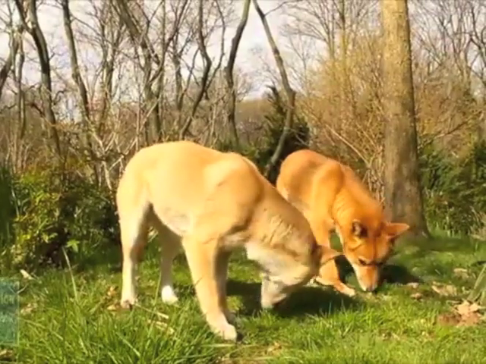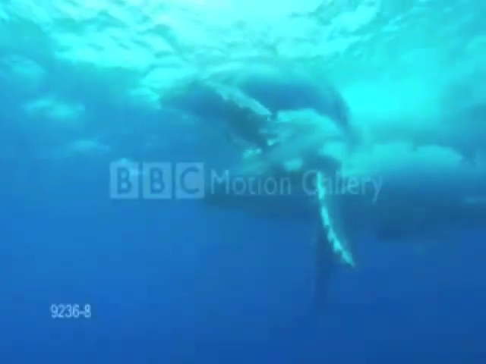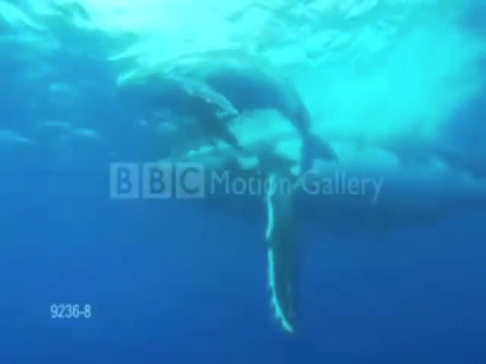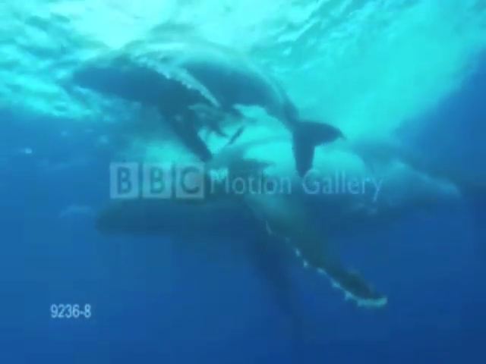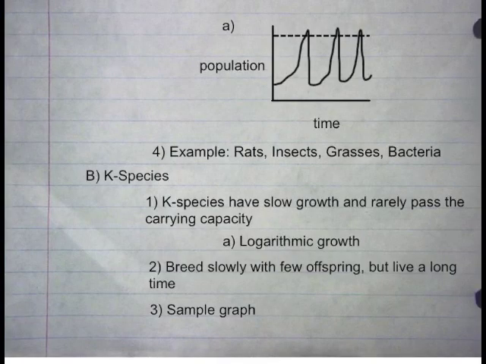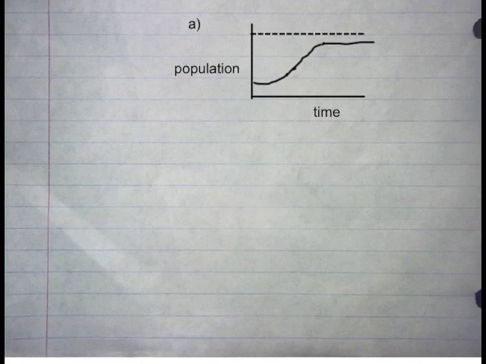K species live a very long time, and thus have no need to breed as quickly. We call this logarithmic growth, as it typically follows a slow, steady slope, ensuring slow growth. Breed slowly with few offspring, but live a long time. Here's a sample graph. This time, we see that they have a slower growth, and instead of crossing the carrying capacity, merely hover just below it. This probably means that there are an equal amount of deaths as births.